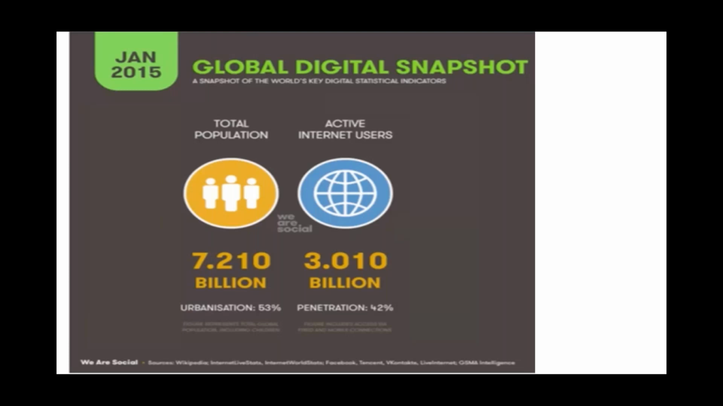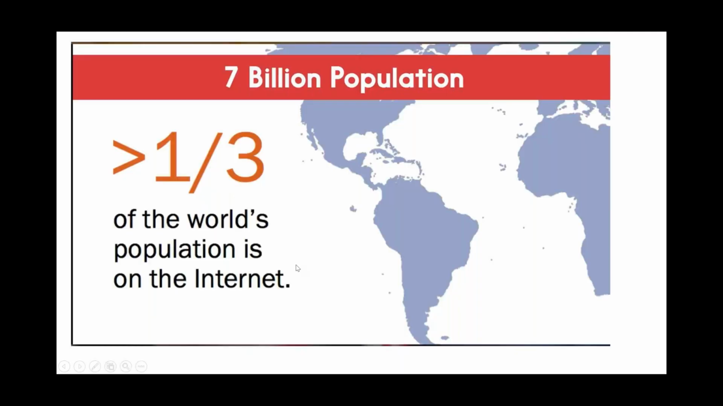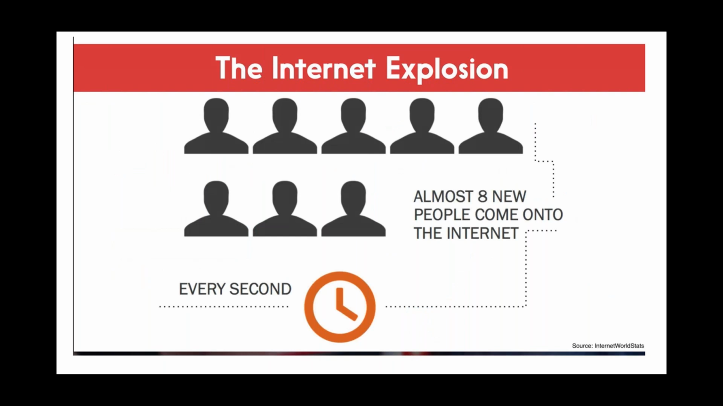Some of the statistics, if you want to know how powerful digital marketing is all over the world: on the left side you will observe there is a 7.2 billion world population, of which 3 billion people have internet access. What does that mean? That means of every 7 billion, 1 in 3 people have internet access. What does that mean? That means almost 8 new people will come on the internet every second. 1, 2, 3, 4.